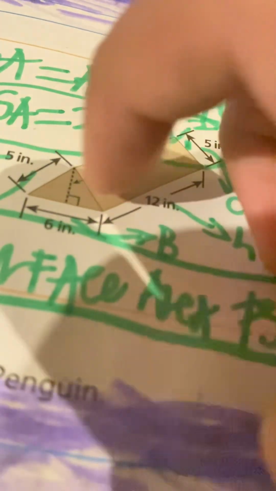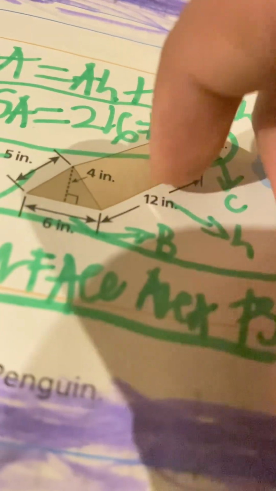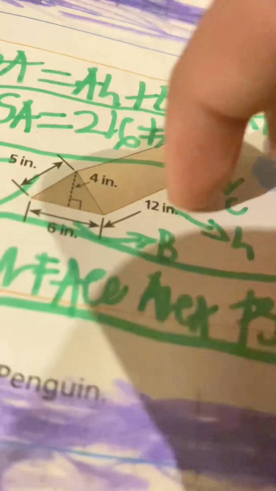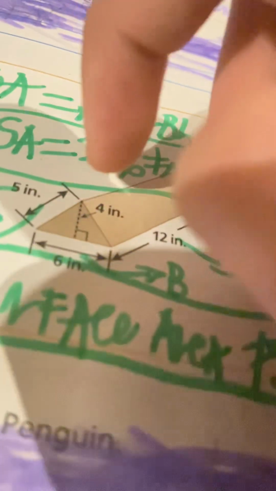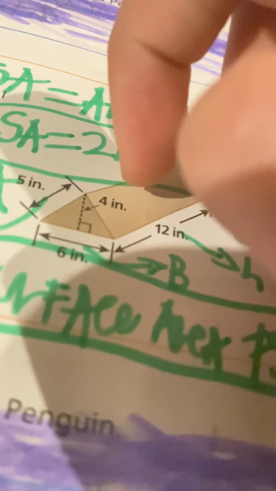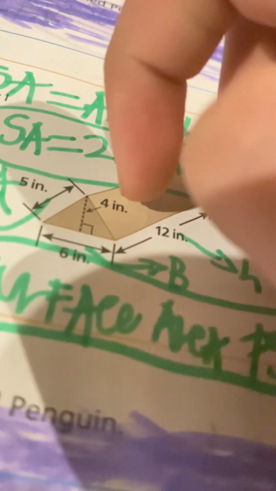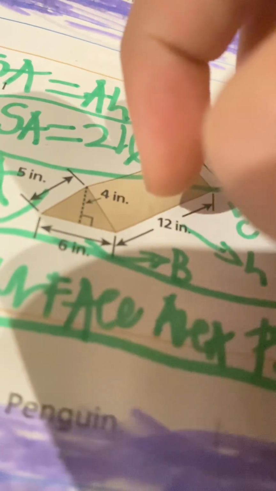Be careful. If you multiply 6 by the height of the prism, which is 12, then you will just find the area of the rectangle instead of the triangle. So 4 inches is the height of one of the triangular bases. So the area of a triangle, pretty much any triangle really, is half times BH. B is 6, H is 4. Let's do this. 6 times 4 is 24.